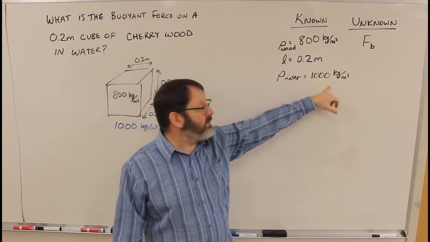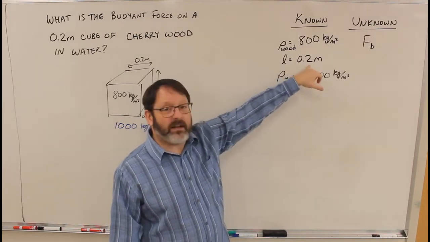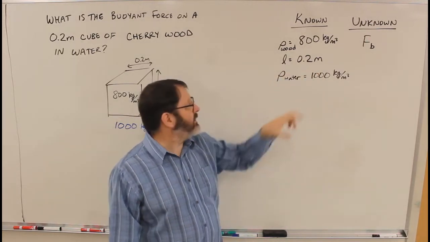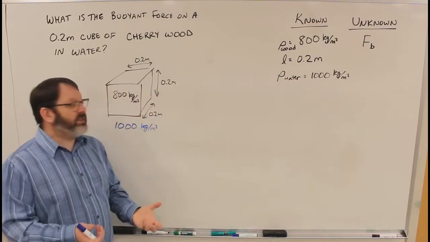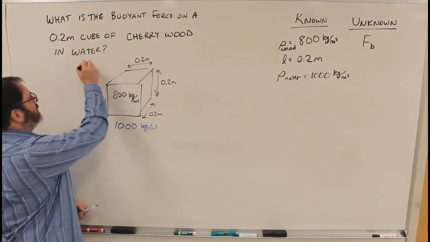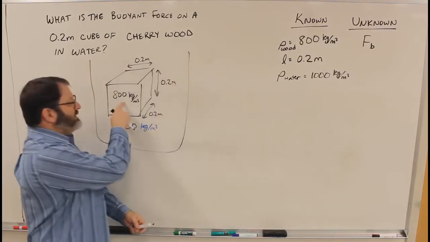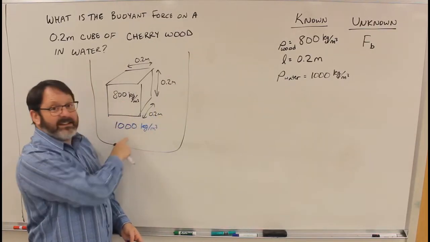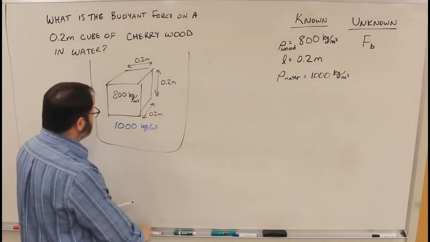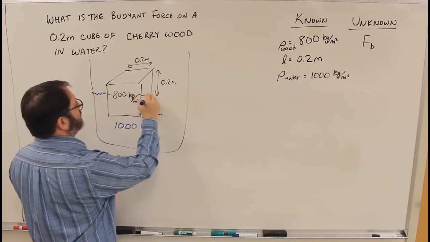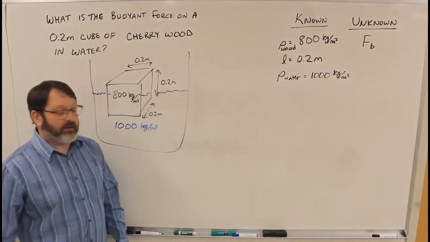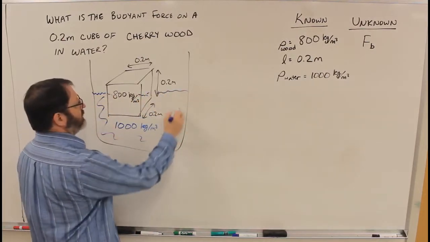Water we know is 1,000 kilograms per meter cubed, and the length of each side of the cube is 0.2 meters. So what's going to happen when you put this cube into water? The density of the cube is less than the density of the water, so that means it's going to float. So the water level will be somewhere in the middle of the cube. So the water is here.